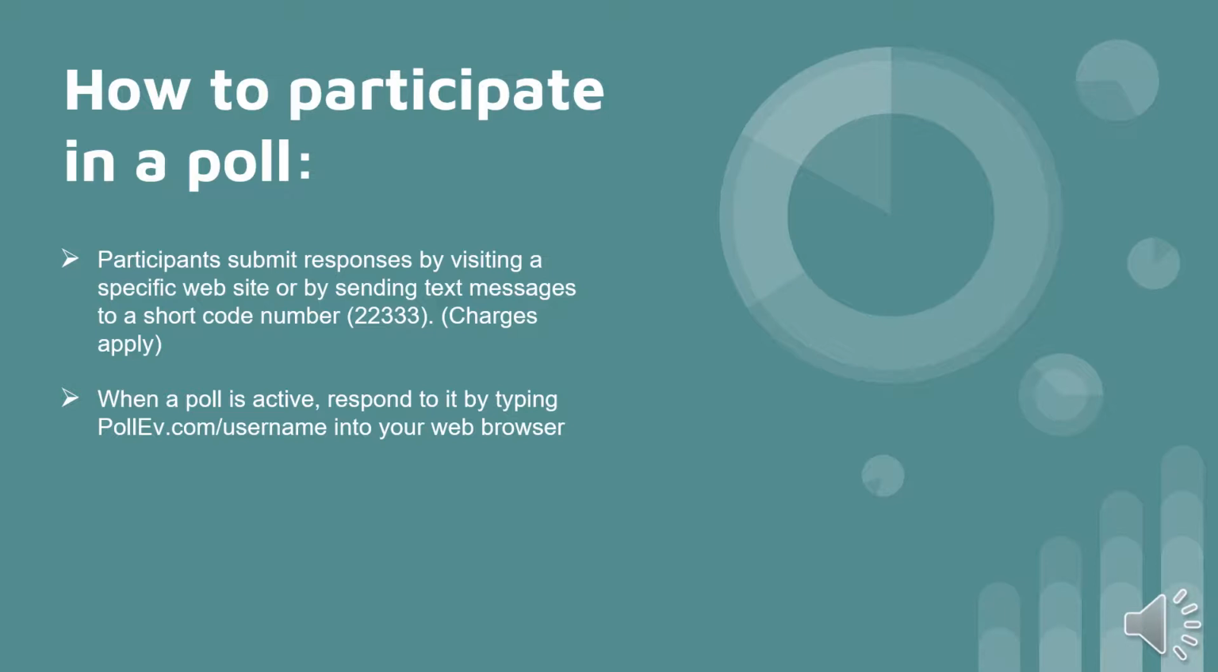Participants respond to a poll by visiting a specific website known as your poll URL, or by sending a text message to a short code number. When a poll is active, participants can respond to it by typing the poll URL into a web browser. An example of what this would look like is included in this slide.